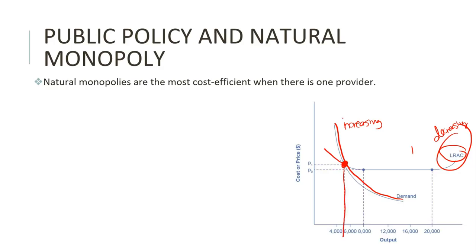And what this means is really that we can only have one company. Looks like this is at about 5,000 output. And the reason that we can only have one company here is that, let's say we split this up into two smaller companies that were each making 2,500.